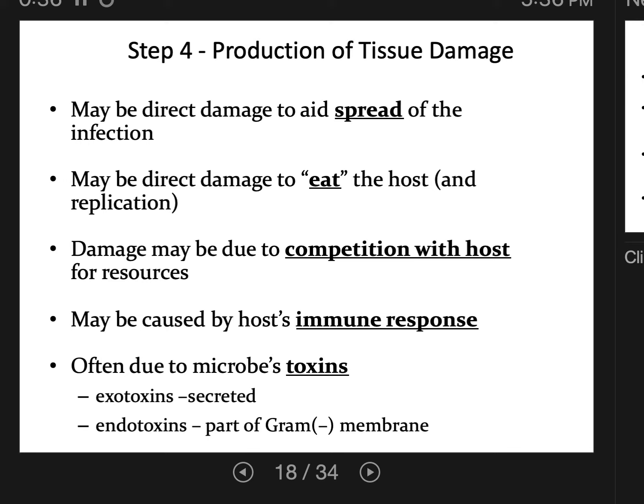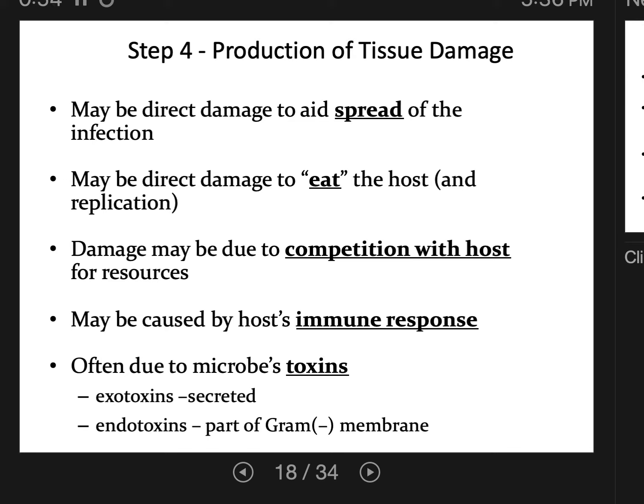So sometimes this is similar to eating, but sometimes there's a nuanced difference here. So maybe instead of breaking down your cells for food directly, maybe this pathogen is just taking resources from you that you would have used to build a new tissue. That prevents you from doing your own tissue repair.